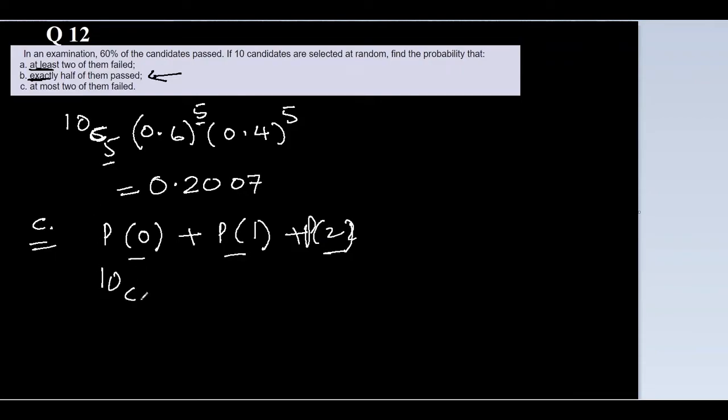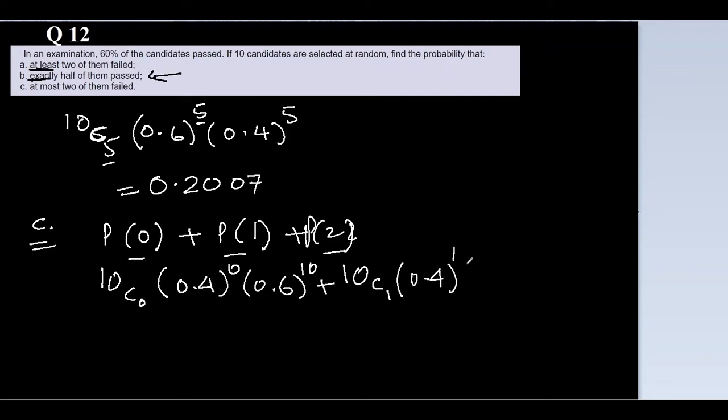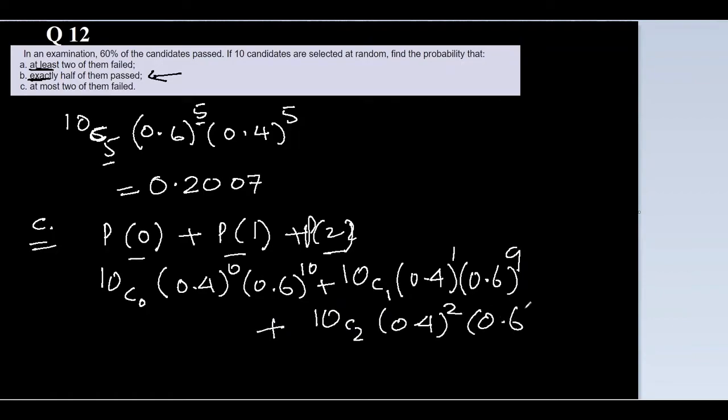10C0, failing, right? 0.4 to the power 0, 0.6 to the power 10, plus 10C1, 0.4 to the power 1, 0.6 to the power 9, plus 10C2, 0.4 to the power 2, 0.6 to the power 8, now, because 2 plus 8 is 10. And put all of them in a calculator. The answer should be 0.1673.